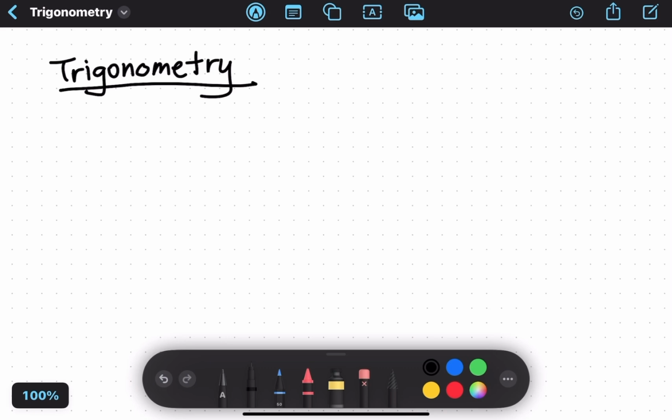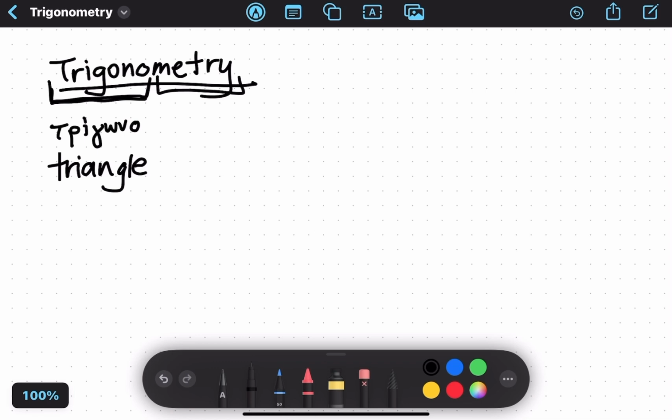Trigonometry. So, trigono, the beginning of the word, means triangle in Greek. So it's basically the study of triangles. And metro means measure in Greek. So we're basically measuring triangles.